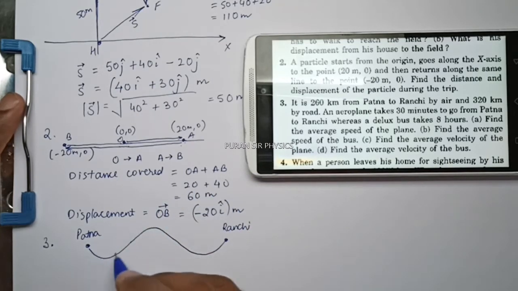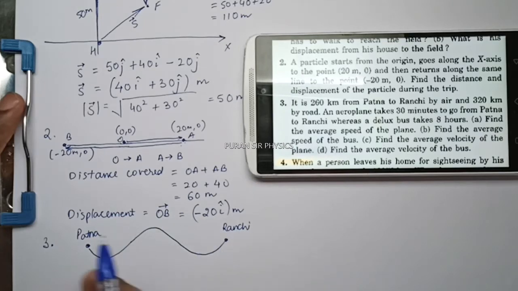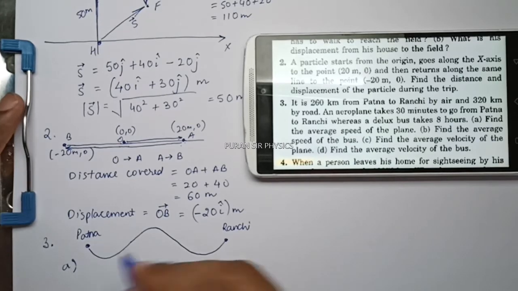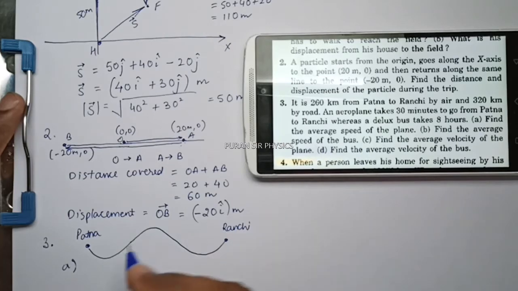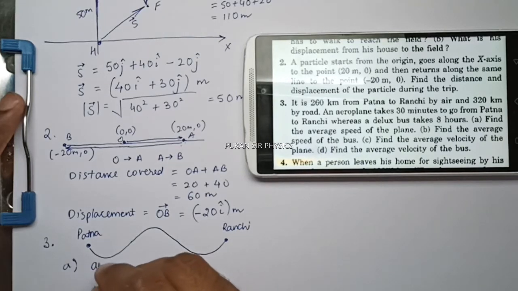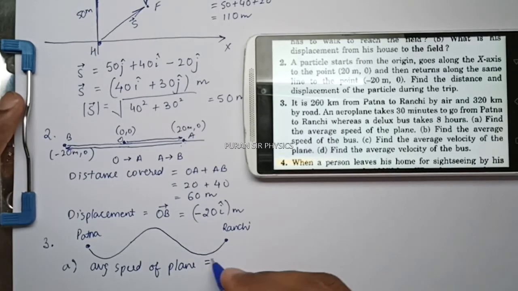So the displacement of the bus is same as the displacement of the plane, but the path length of the bus will be totally different. In the first part, find the average speed of the plane. So average speed of plane will be distance upon time.